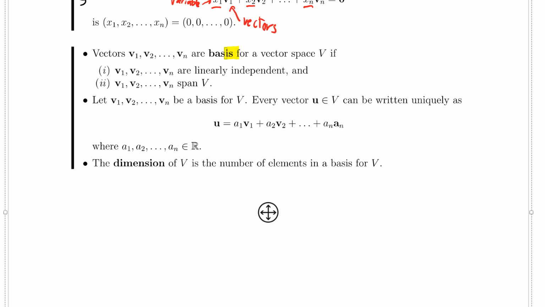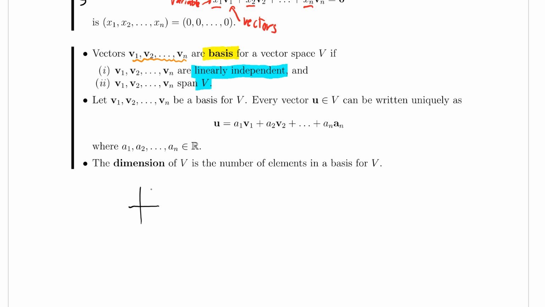So the idea of a basis is actually pretty important. They are essentially the building block of the vector space. I'm going to say that vectors v1 to vn are a basis of a vector space V if these vectors are linearly independent. I don't want any of them to be dependent on the others, and I want them to span the vector space.